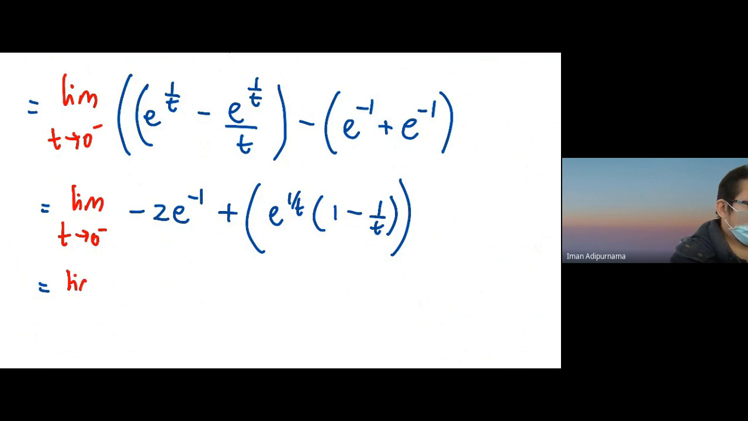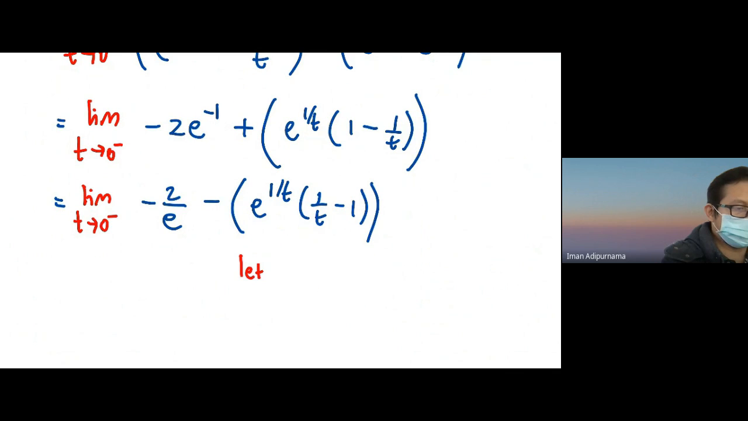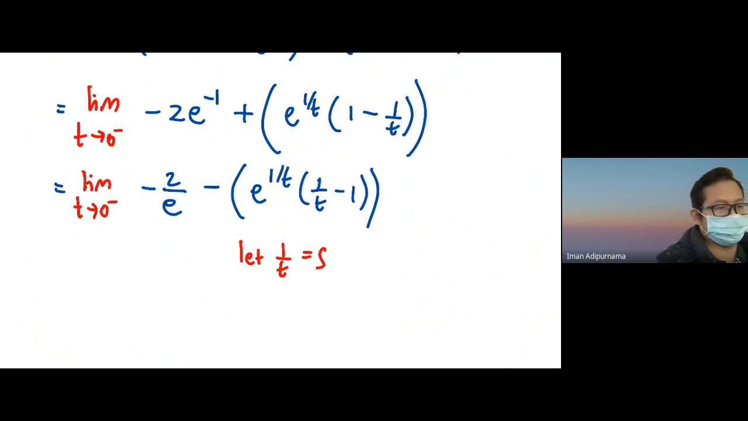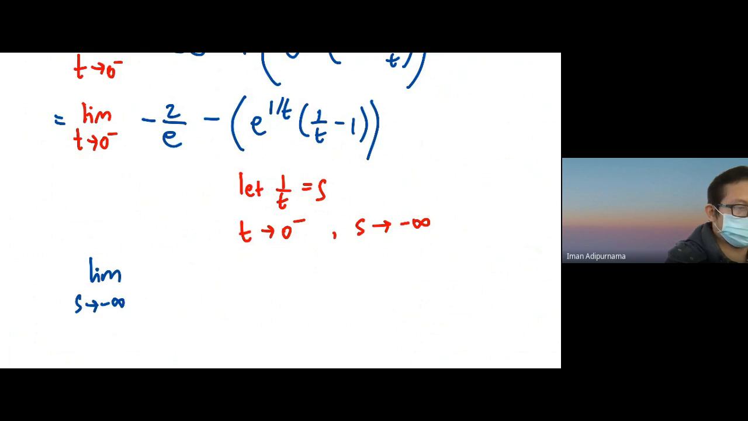Okay, I think we can still solve this. Let me exchange this with the negative. Okay, and let 1 over t equal some s. When t is getting 0, s is getting negative infinity, right? From the 1 over x function. So the limit, this will be s negative 1 e s.